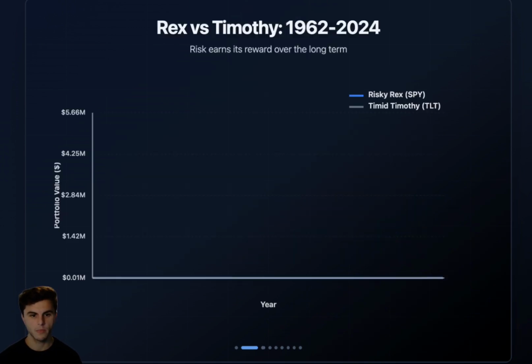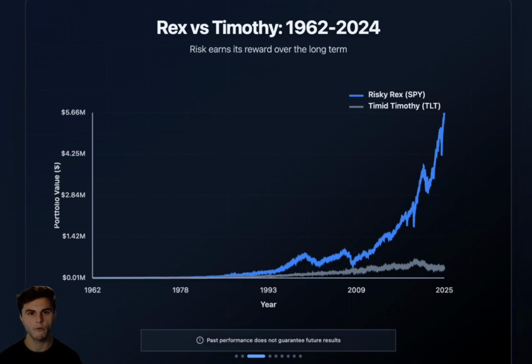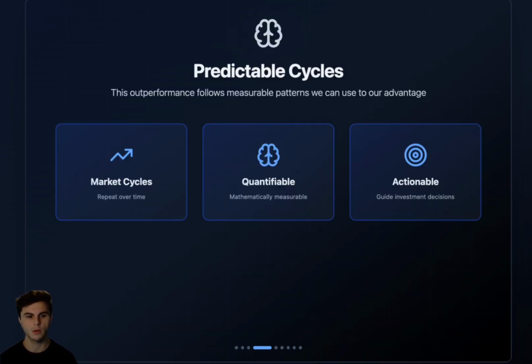his dividends. As you can see from the chart, Risky Rex dramatically outperformed Timid Timothy over the long-term period. This outperformance is the reward investors like Rex get for taking on long-term risk. But here's the key insight. This outperformance is not random. It follows predictable cycles we can measure and use to our advantage.